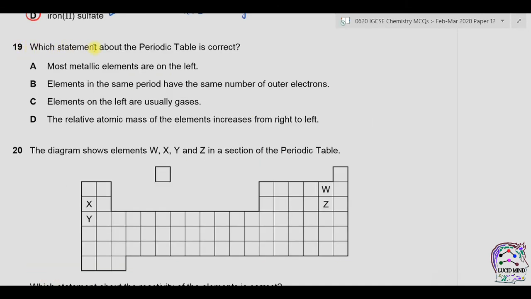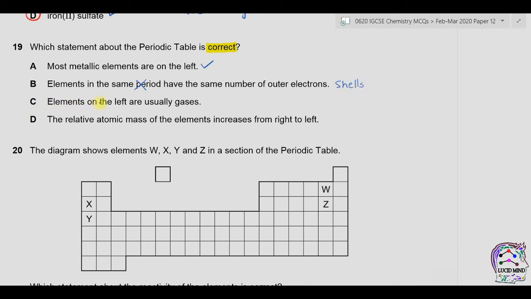Question 19. Which statement about the periodic table is correct? A. Most metallic elements are on the left, as we know that in periodic table group 1, group 2 and transition metals are all metals, so therefore this is correct. B. Elements in the same period have the same number of outer electrons. This is wrong because same period means same number of shells, not same number of outer electrons.